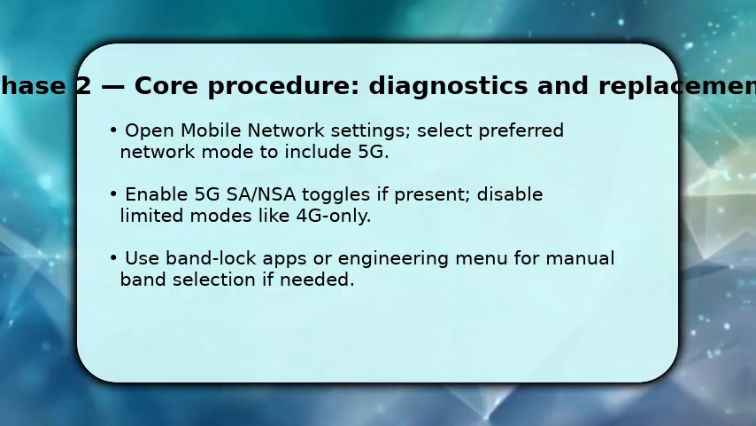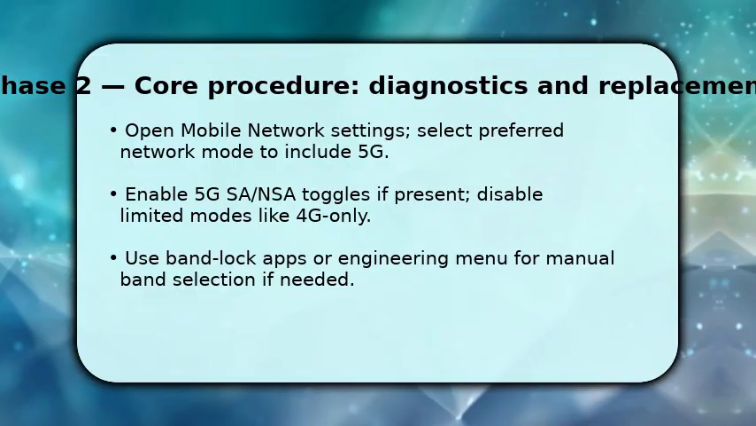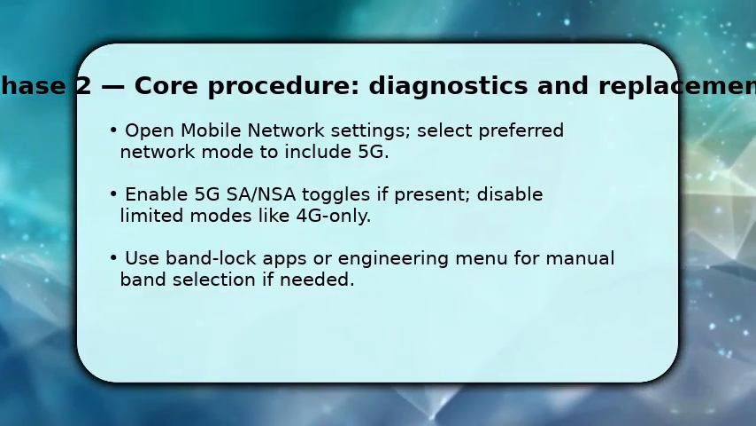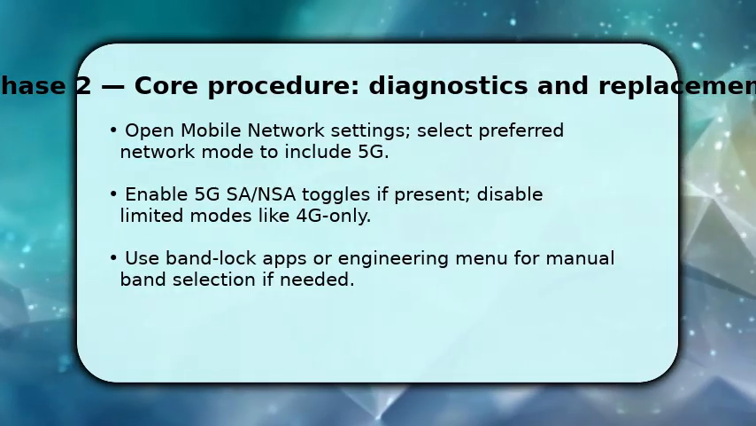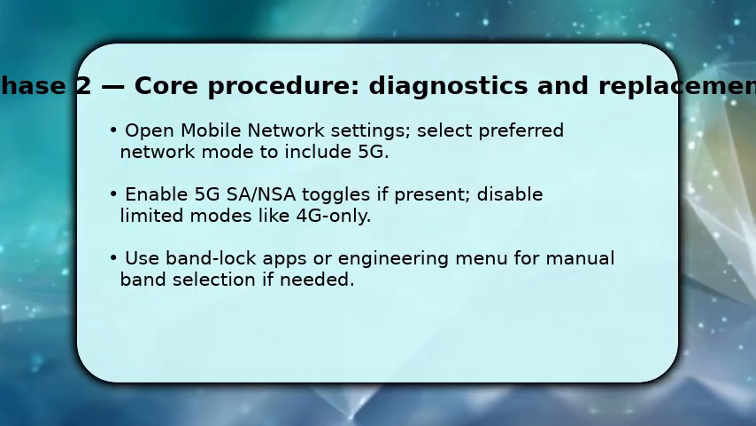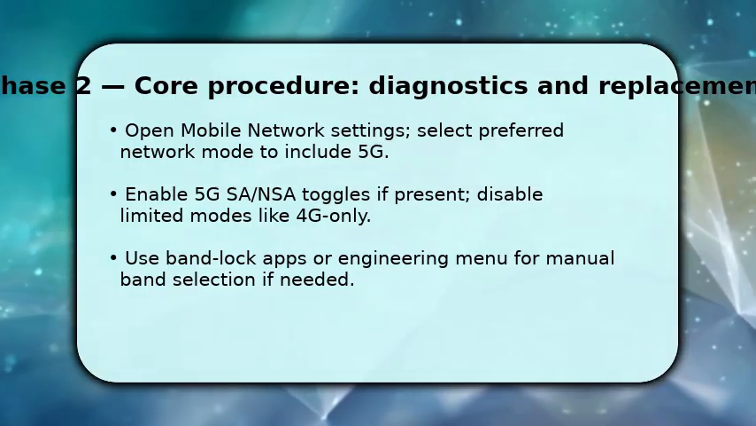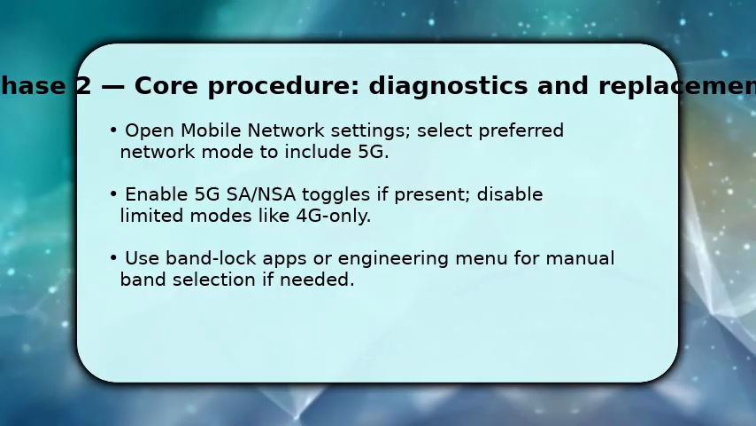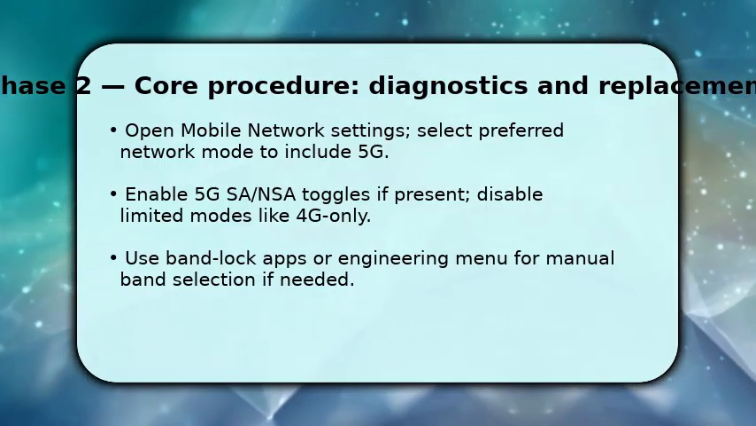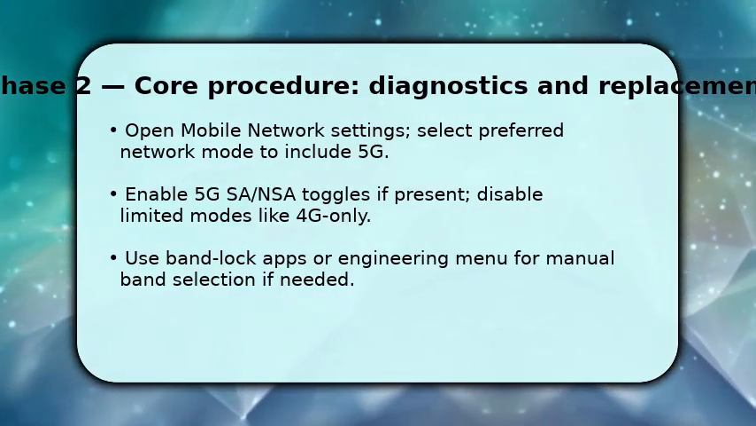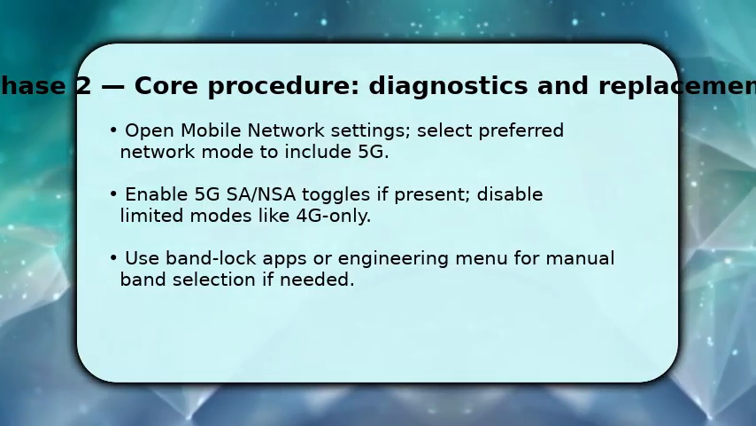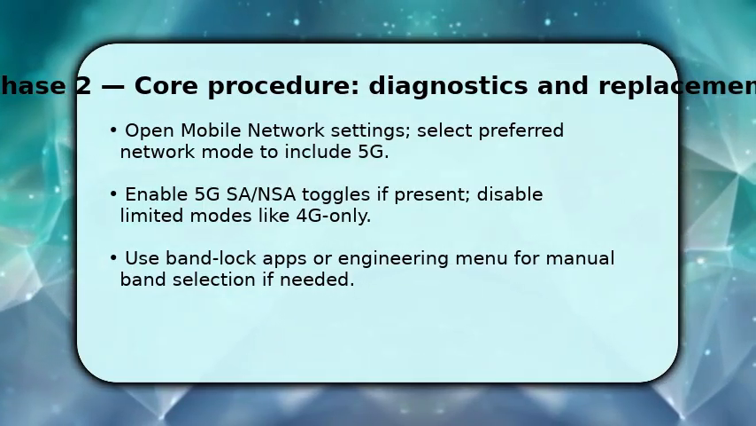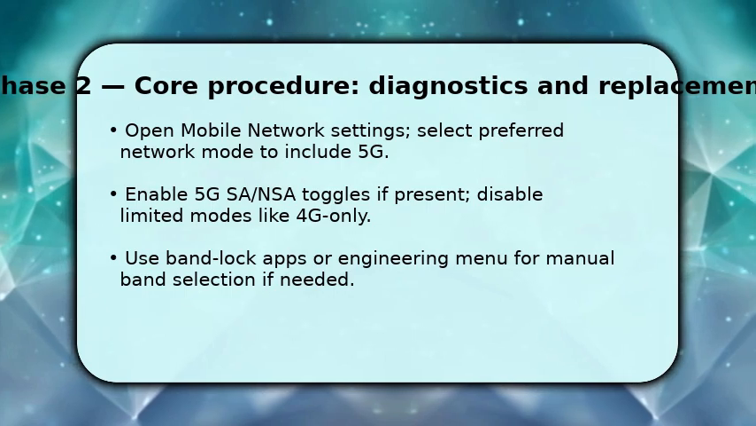Select 5G/4G/3G auto where available. If your phone shows separate SA or NSA options, enable the one your carrier supports. This affects latency and core features. For advanced control, use the engineering menu or a band locking tool to prioritize 5G N78, N41, or other regional bands. Make sure to save settings and reboot because the modem needs a fresh registration to the 5G cell.